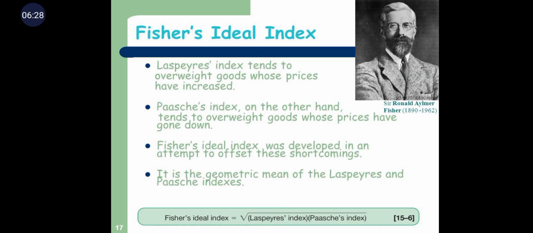The Paasche index, on the other hand, tends to overweight goods whose prices have gone down. The Fisher ideal index was developed in an attempt to offset this shortcoming. It is the geometric mean of the Laspeyres and Paasche indexes. This is the Fisher ideal index: the whole root of Laspeyres index into Paasche index numbers.